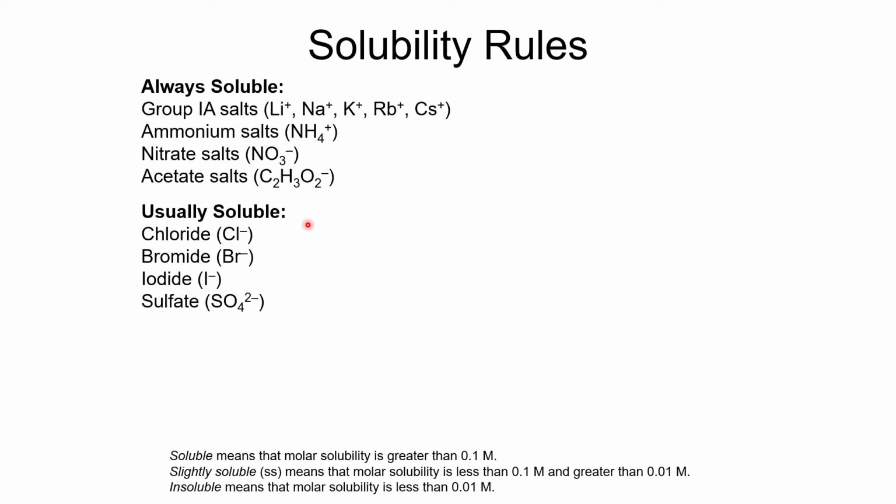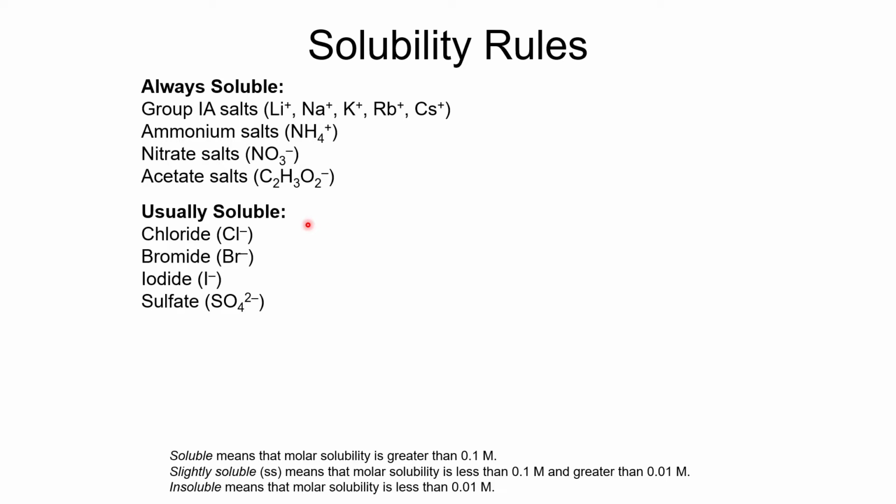So chlorides, bromides, and iodides, those are all in group 7. You'll notice fluoride is not on this list. There are a lot more compounds that are not soluble with fluoride than there are with the other ones, so we don't put fluoride on the list. That's one you usually just have to look up. So fluorides are kind of tricky.